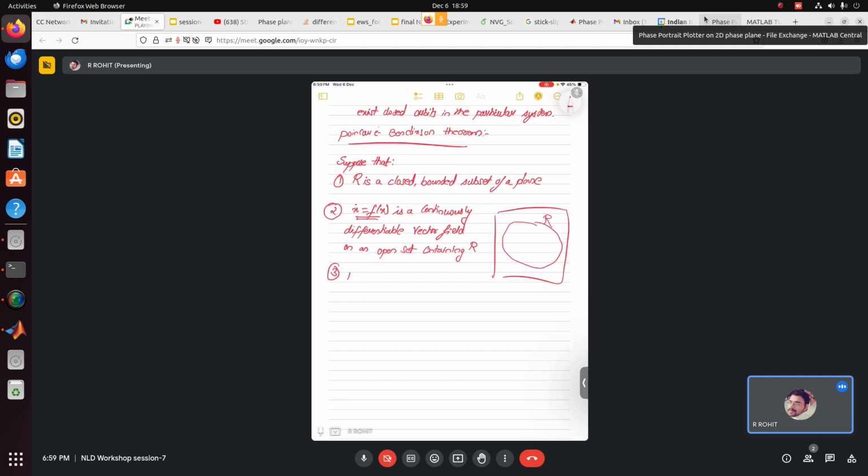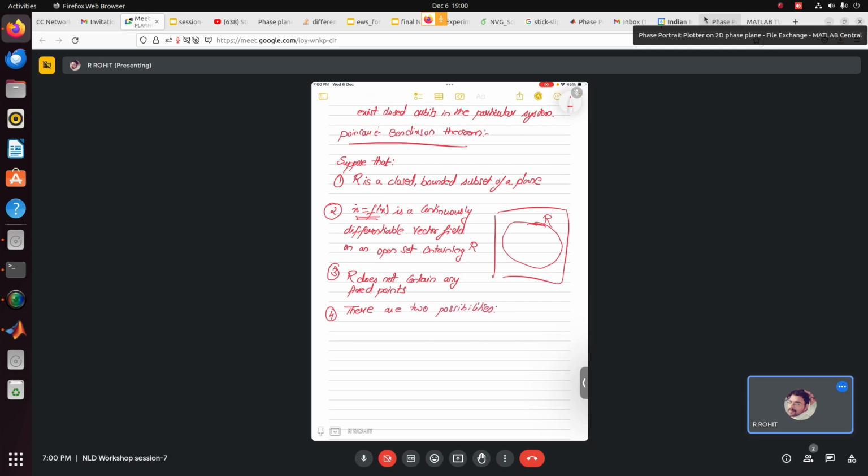And another important condition is R does not contain any fixed points. So now if you are not having any fixed points in the system and your system is a closed bounded region R, then there are only two possibilities.